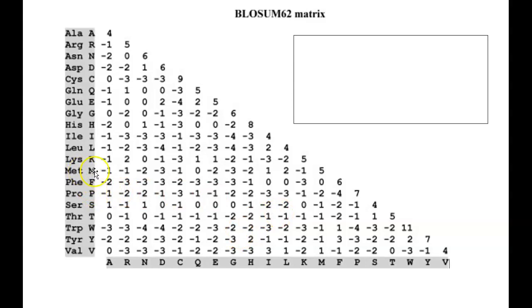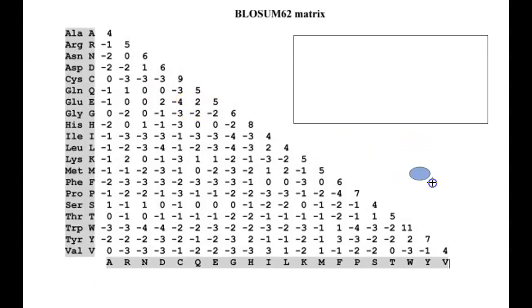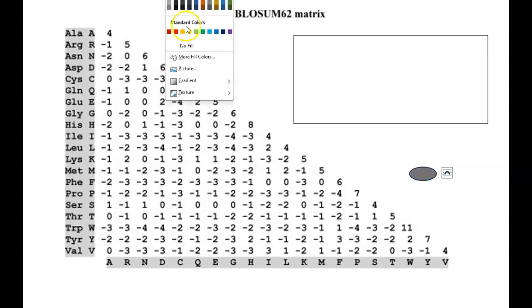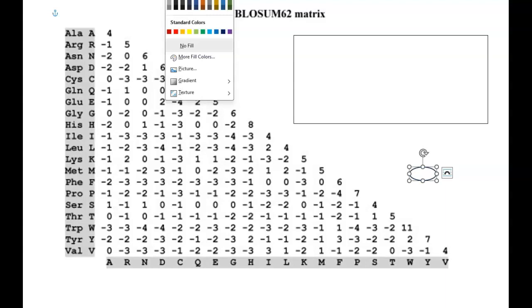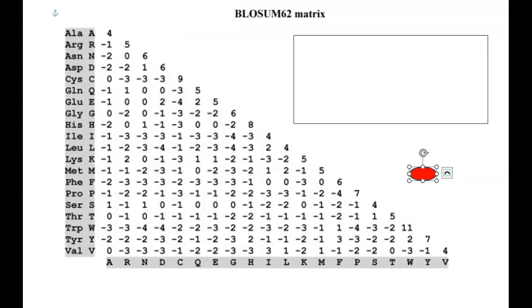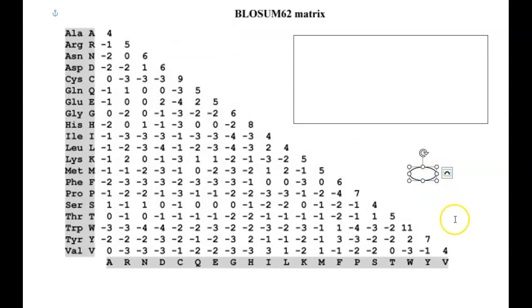So if methionine stays methionine, let me just go ahead and create a little circle here that I can move around. We'll just create this. And then let me get rid of the fill. And then let me make it red. Whoop, didn't want to do that. Sorry about that. All right, so there's methionine, and here's the other M, methionine, and bam, there it is.